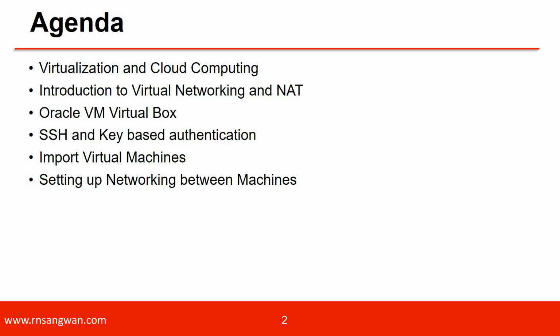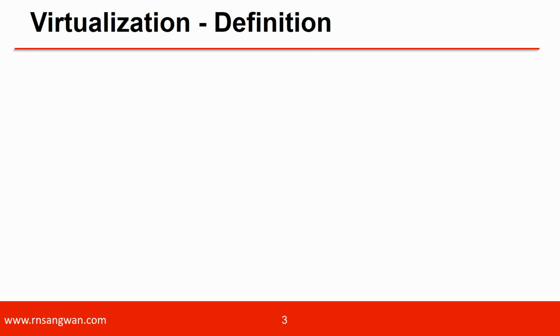Once you import all, 2 machines will be shared with you, server and tester 1. Tester 2, that is machine third, will be clone of tester 1. So you will have 3 machines, server, tester 1, tester 2, which I will show you after the session is over. Virtualization and cloud computing. So these are the agenda. These are the topics which you will understand. Let's start. Virtualization.